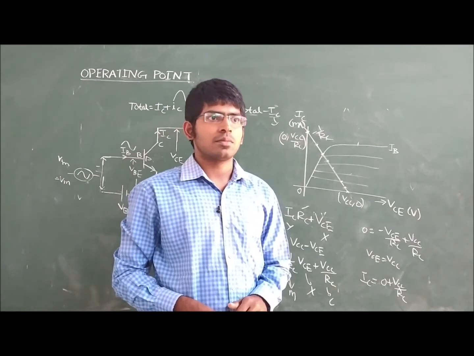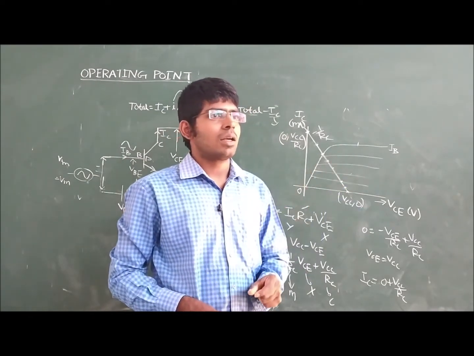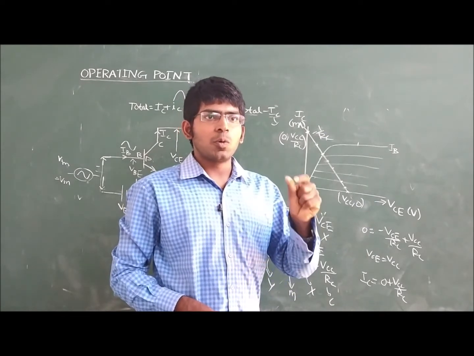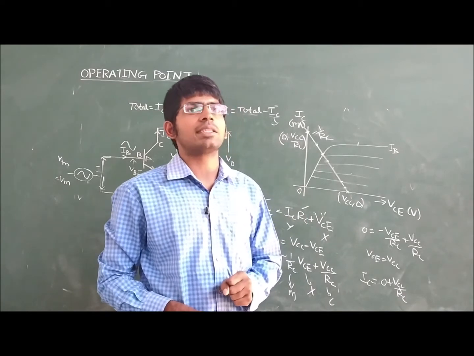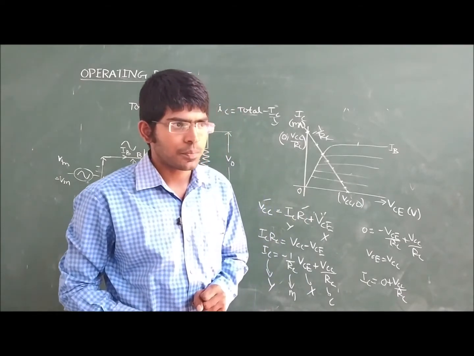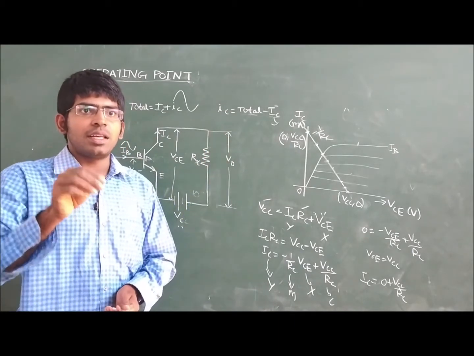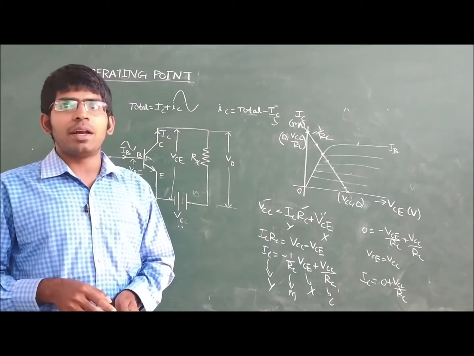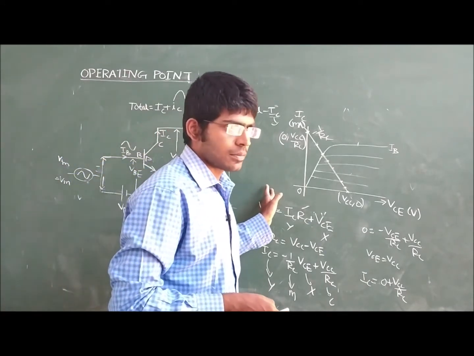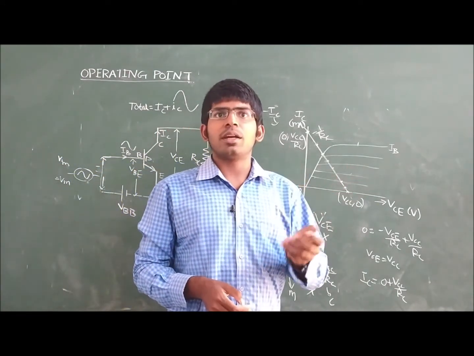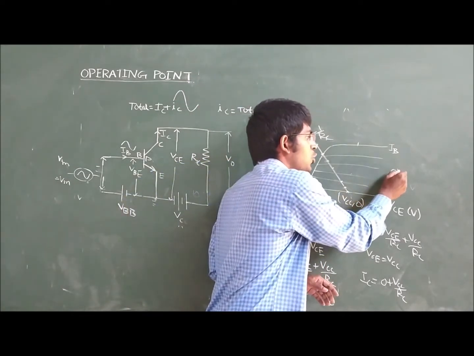This point of operation, which gives the output voltage and the output current across the transistor, is called the operating point, as it tells where the transistor is actually operating. This point also has another name: the quiescent point. We also call it the Q point.